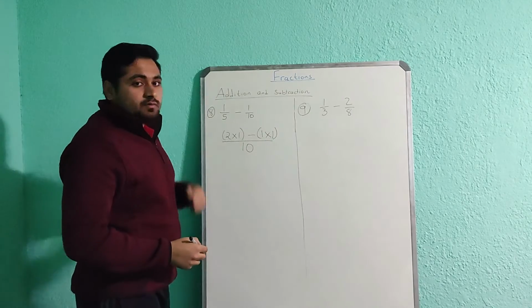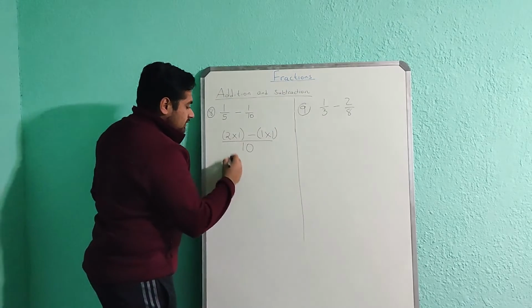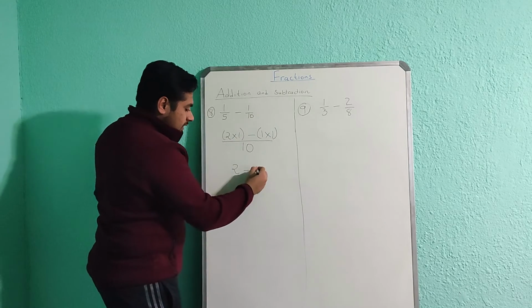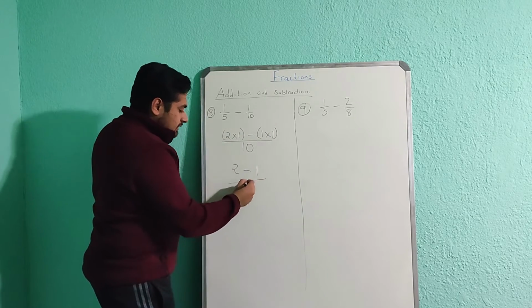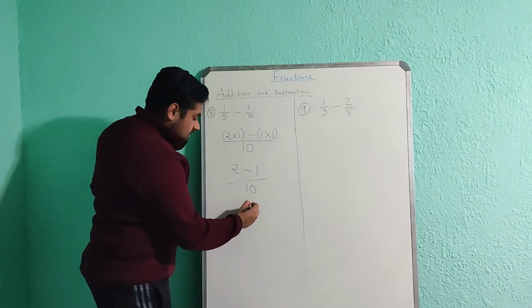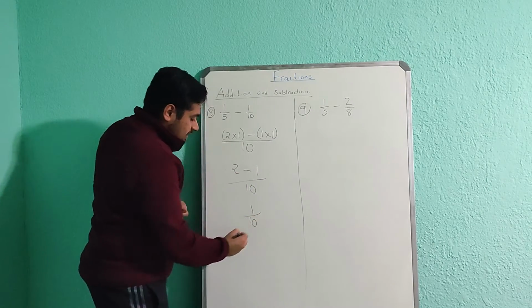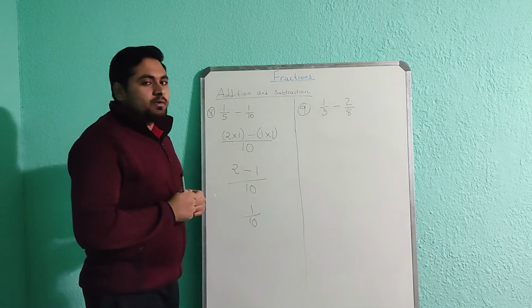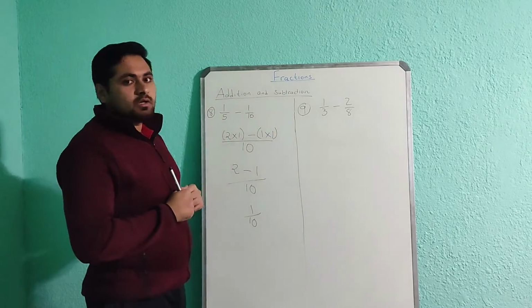Now we solve the multiplication in the numerator. What is 2 times 1? That is 2, minus what is 1 times 1? That's 1. And the denominator is 10. Now what is 2 minus 1? That is 1 over 10. We cannot simplify any further. Therefore our answer is 1 over 10. Let's move on to question 9.